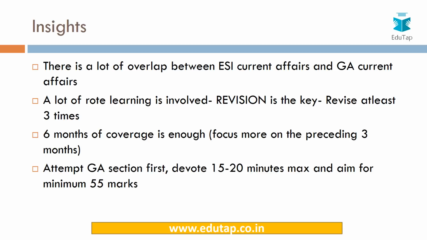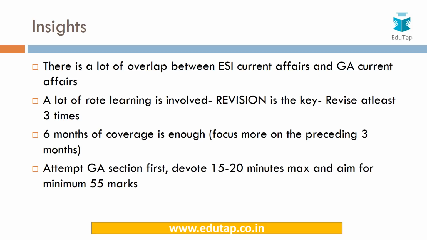First thing, there's a lot of overlap between the ESI current affairs section and GA current affairs. Now friends, when you're preparing for phase 2 of RBI Grade B in the ESI paper, current affairs forms a major part. So when you're preparing for that current affairs section, automatically many of your questions would get solved for GA current affairs. So that is an added advantage provided you keep your orientation in the right direction. Next, a lot of rote learning is involved. So basically revision is the key.